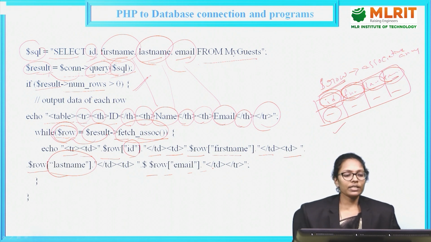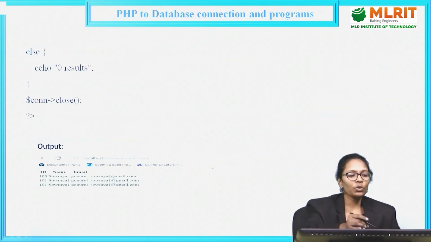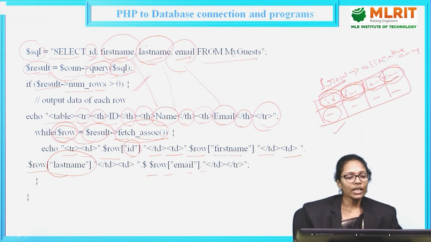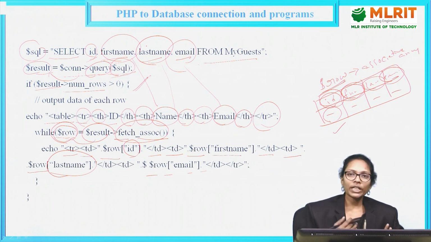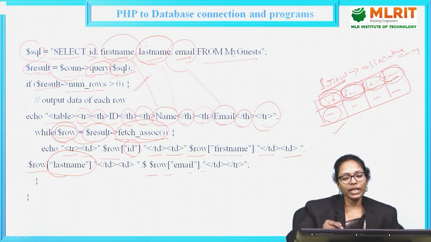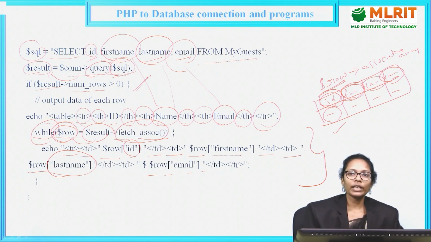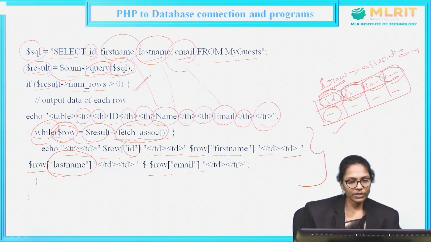Otherwise, if it does not contain any rows, you're going to print the message 0 results. If the table is empty, you're going to print this message 0 results, right? Now, however many rows there are in your table, that many times this loop will be repeated. So you're writing a while loop here. That many times the loop will be repeated, and after completing all the rows, it comes out of the loop. So try to execute this.